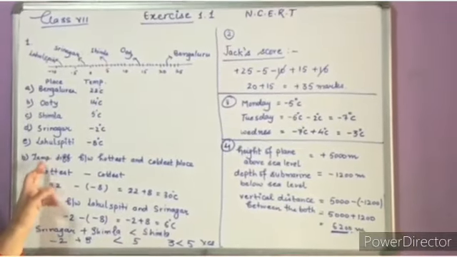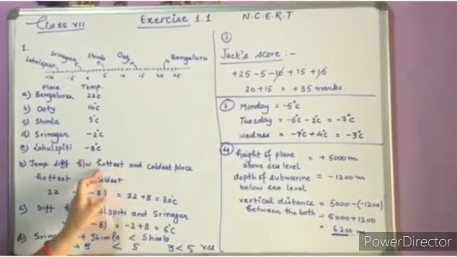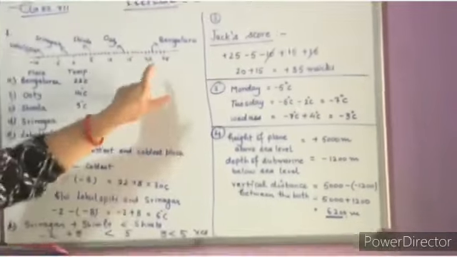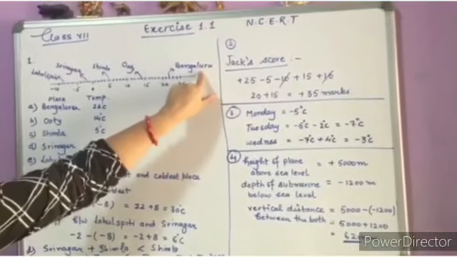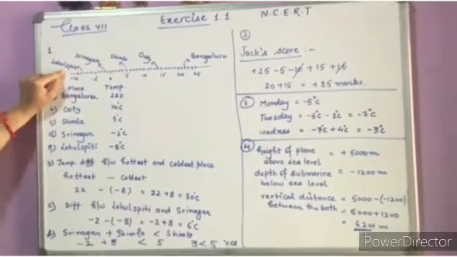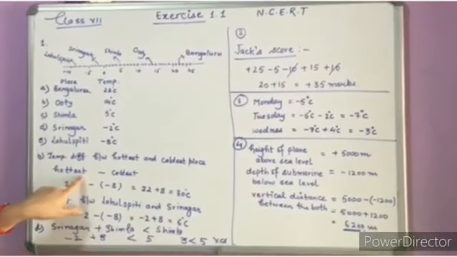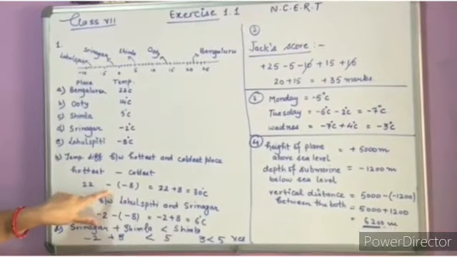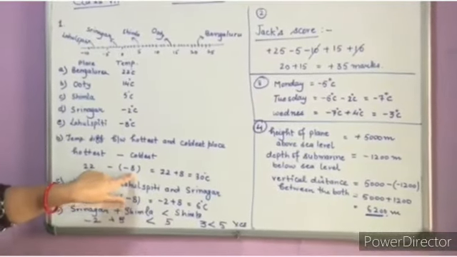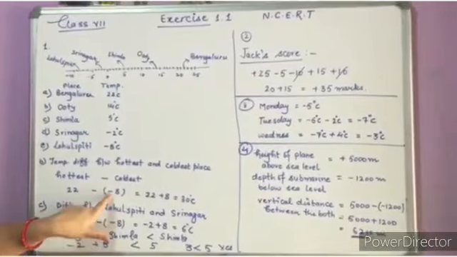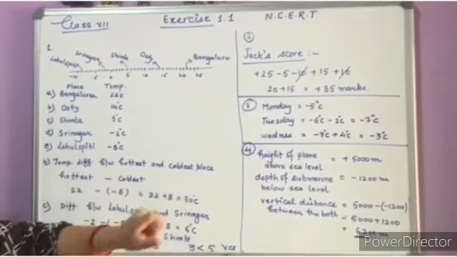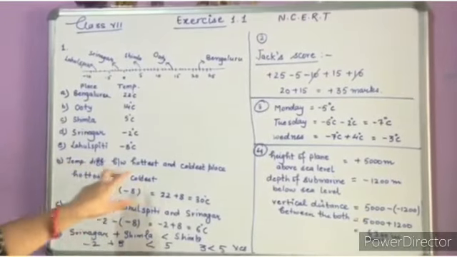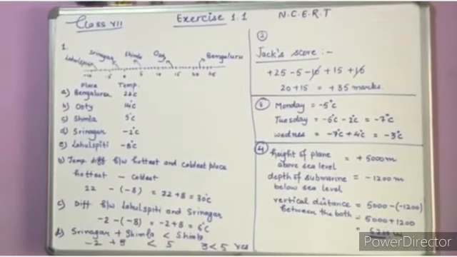The second part is asking what is the temperature difference between the hottest and the coldest place. The hottest place is that place where the temperature is more or the maximum. That means our hottest place is Bengaluru and our coldest place is Lahul Spiti. So we have to find hottest minus coldest, that is 22. For difference we will use the minus sign. What is the temperature of the coldest place? Minus 8. Minus will give you plus. 22 plus 8 will give you 30 degrees Celsius. So this is the answer when you find the difference between the hottest and the coldest place.